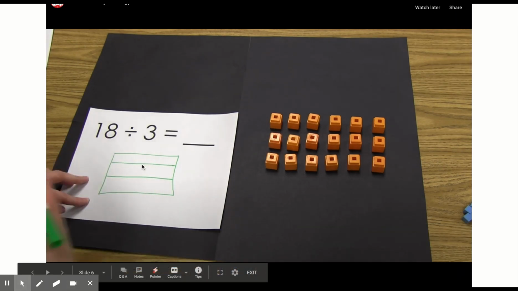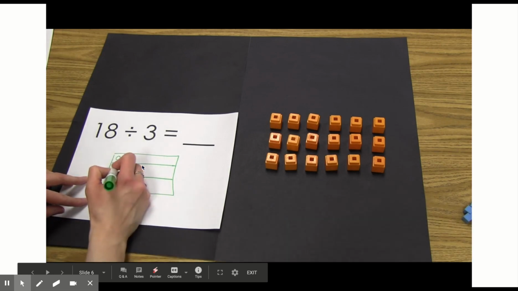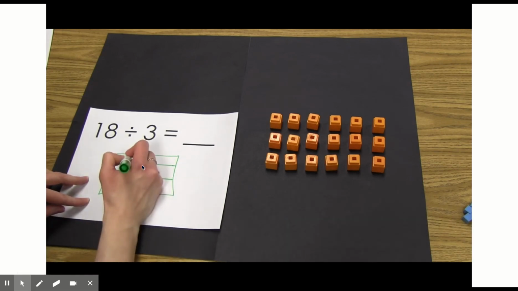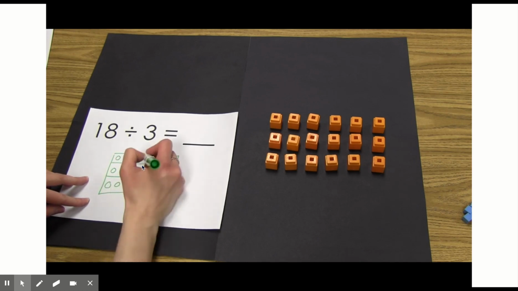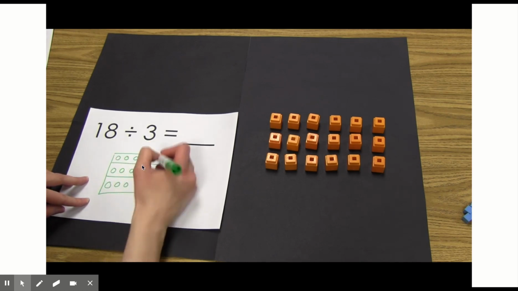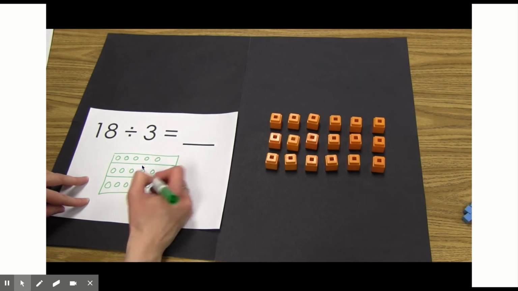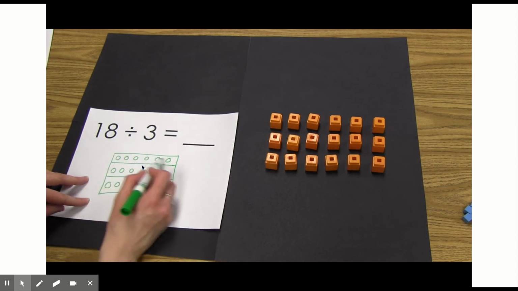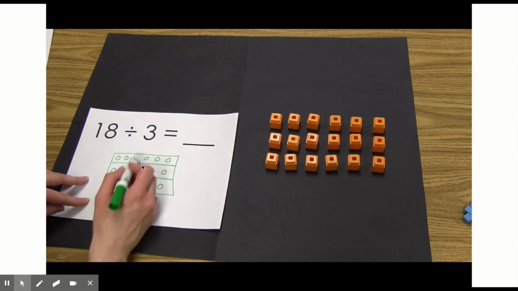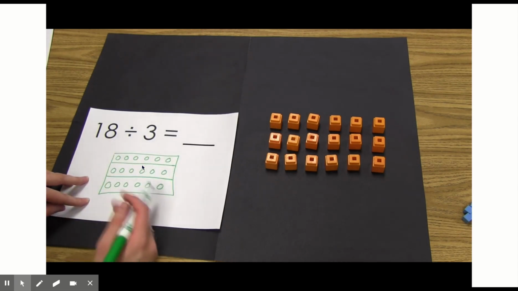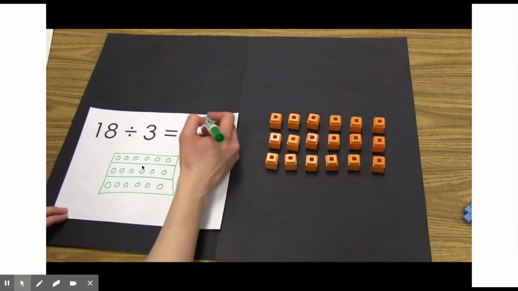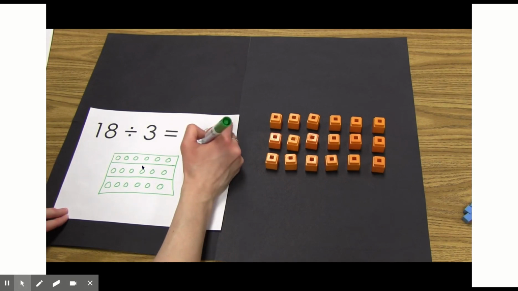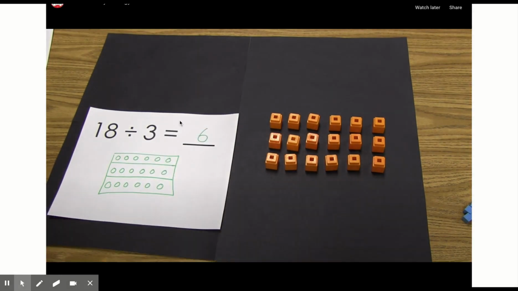Same idea where I'm passing them out. 1, 2, 3, 4, 5, 6, 7, 8, 9, 10, 11, 12, 13, 14, 15, 16, 17, 18. Again, I have them in nice, neat rows. The columns are nicely even, so I can easily see that they're all equal. Each row has 6, therefore each person would get 6, and my quotient is 6.